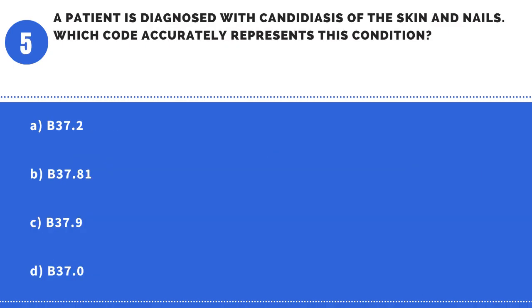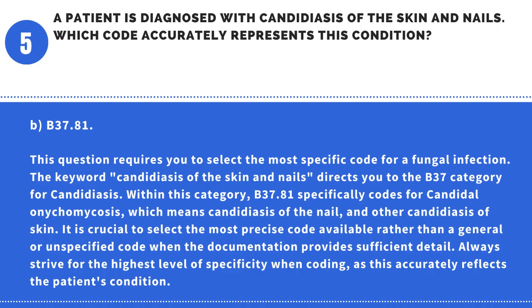Question 5. A patient is diagnosed with candidiasis of the skin and nails. Which code accurately represents this condition? A. B37.2. B. B37.81. C. B37.9. D. B37.0. Answer B. B37.81. This question requires you to select the most specific code for a fungal infection.